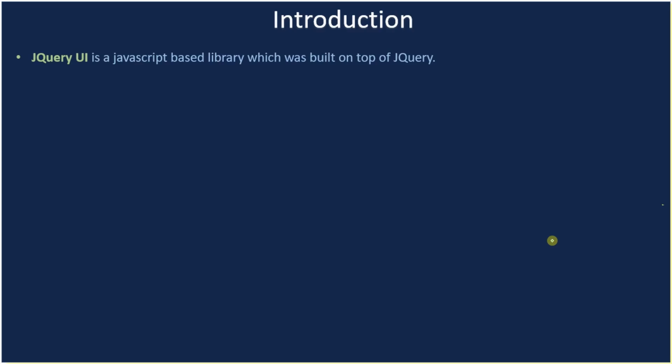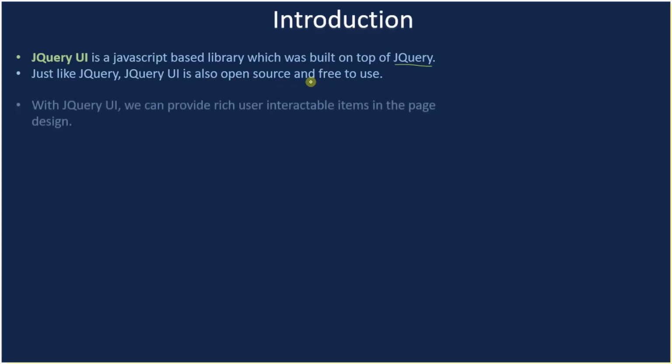jQuery UI is a JavaScript-based library which was built on top of jQuery. So jQuery is the base, and from jQuery it was extended to create the jQuery UI library. Both these libraries are from the same open source, so you can use jQuery API as well as jQuery UI APIs freely. Just like jQuery, jQuery UI is also open source and free to use.